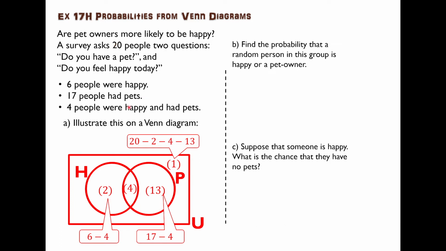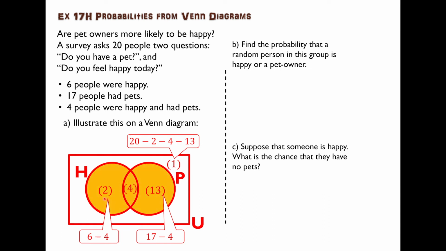All right, so now we've got our basic information here. We've pulled out all the different regions of the Venn diagram and filled them in. Let's figure out some probabilities. Let's find the probability that a random person in this group is happy or a pet owner. And when I say that, I mean happy or a pet owner or both. How many people are happy or a pet owner or both?